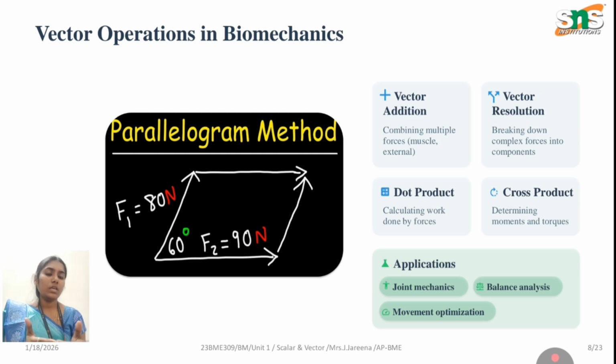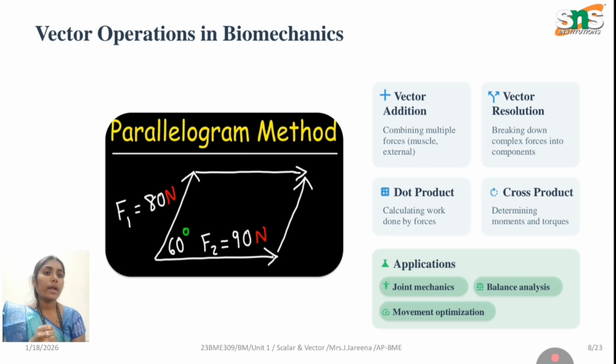You have so many things to take into consideration when you are performing operations on vectors. One is vector addition, second is vector resolution, third is dot product, and fourth is cross product. Because there is no single force or single motion involved in every movement. There are so many muscle forces, bone forces, everything is there. Even external force also comes into play. So when you have a combination of these multiple forces, then you need operations. Okay, you need to do addition, subtraction, or you have to split, and so many things. So for that we have these four operations.